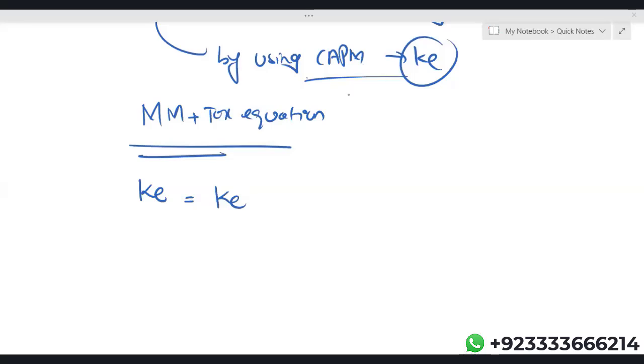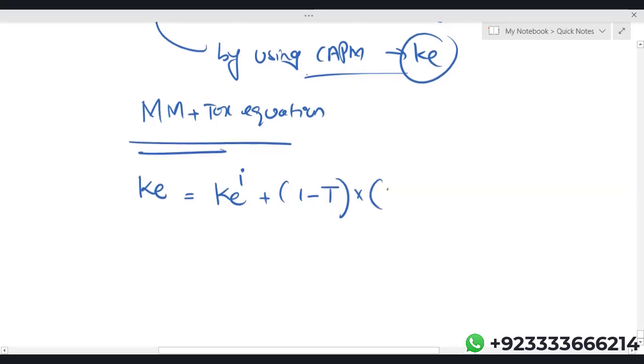Okay, now please focus on this plus tax equation. That is the main point of today's lecture, I would say. KE is equal to KEI plus (1 minus tax rate) multiplied by (KEI minus KD) times VD upon V.